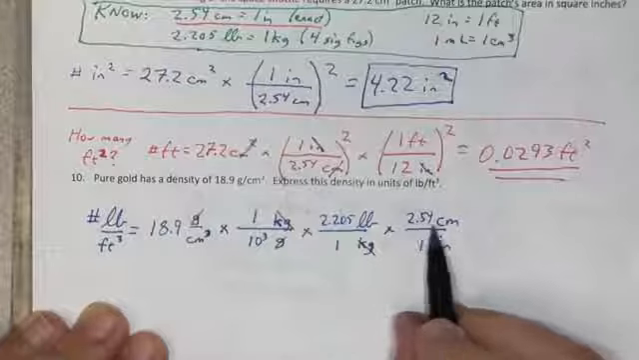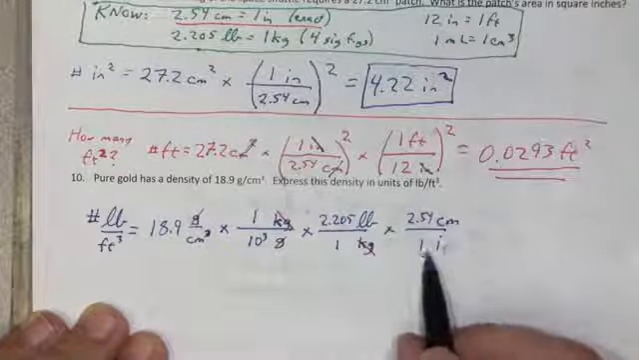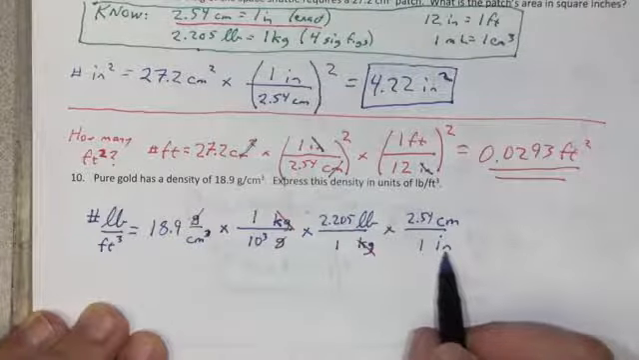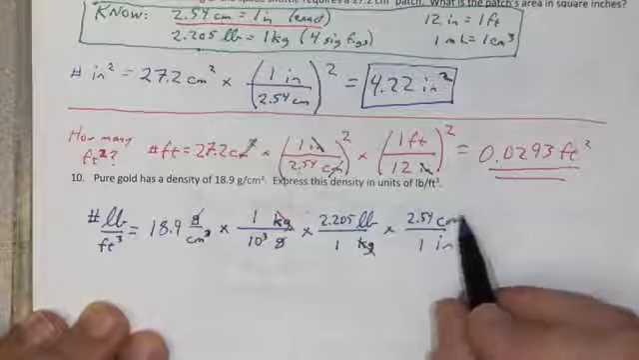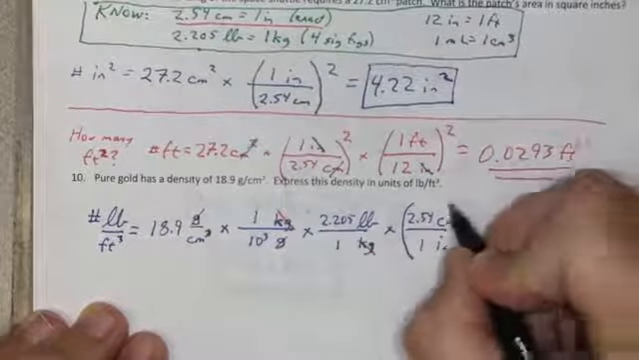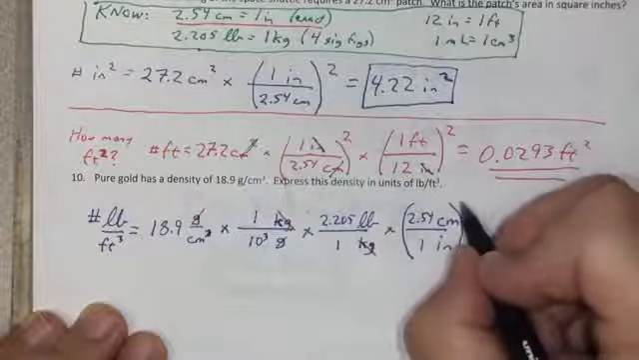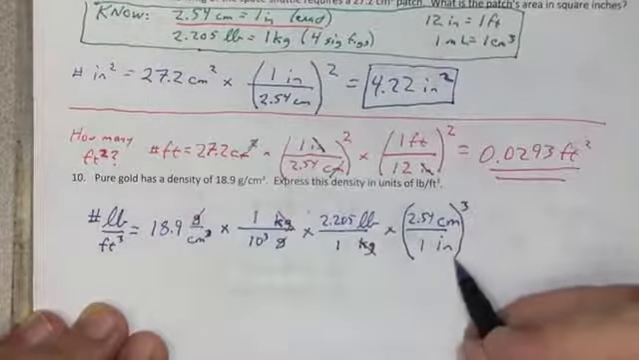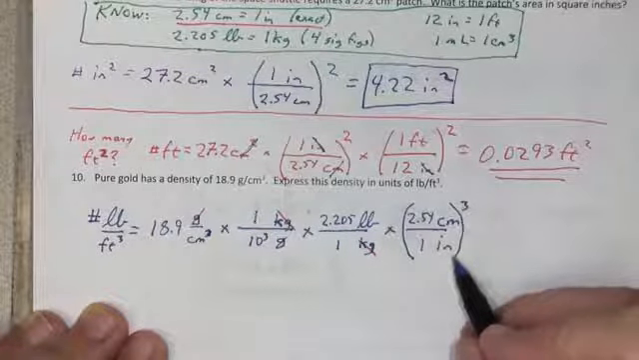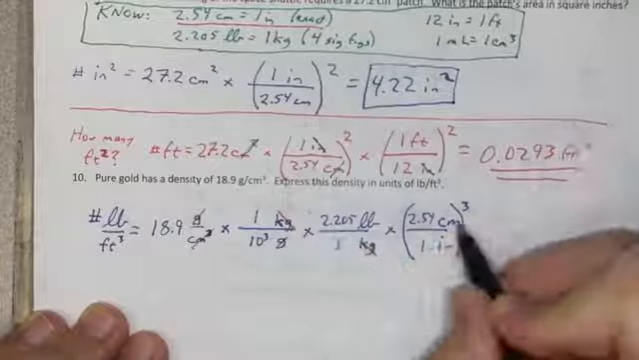So if 2.54 centimeters equals 1 inch, is it also true that 2.54 cubic centimeters equals 1 cubic inch? And the answer is heck no. You can't just square or cube the unit. You have to square or cube the entire quantity. 2.54 times 2.54 times 2.54 cubic centimeters is equal to 1 cubic inch. So we have to cube the entire quantity. And when we do that, that allows us to cancel out cubic centimeters.